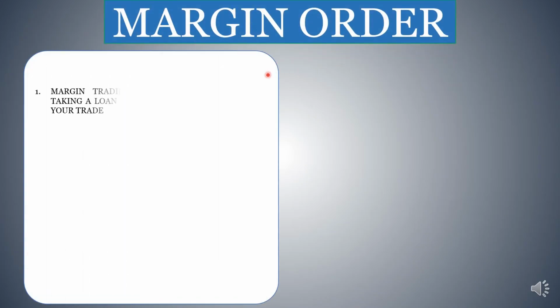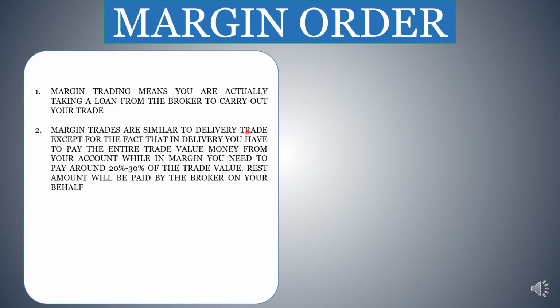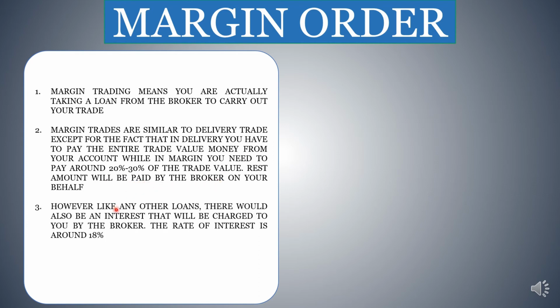Margin trading means you are actually taking a loan from the broker to carry out your trade. Margin trades are similar to delivery trades except for the fact that in delivery, you have to pay the entire trade value money from your account, while in margin, you need to pay around 20 to 30% of the trade value. Rest amount will be paid by the broker on your behalf. However, like any other loans, there would also be an interest that will be charged to you by the broker. The rate of interest is around 18% across all the brokers. It is not recommended to carry out the trades in margin type orders.